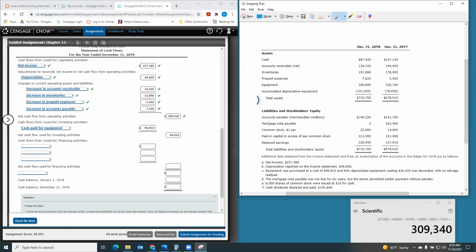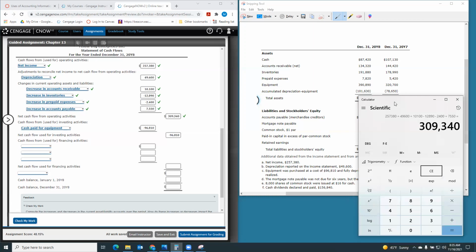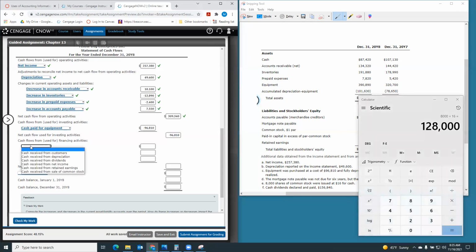And then we also see that we paid dividends of a certain amount. So we'll start with this increase due to the stock. If we issued 8,000 shares for $16 each in cash, I would just do 8,000 shares times $16. So we brought in cash received from sale of common stock, $128,000. Next, we paid a cash dividend of $156,840. So we'll say cash paid for dividends. And that's a negative because we're paying cash out.